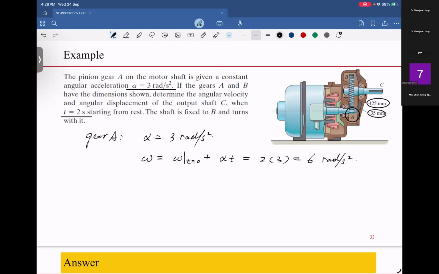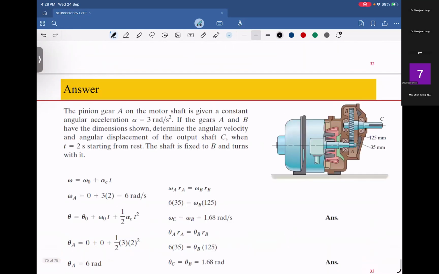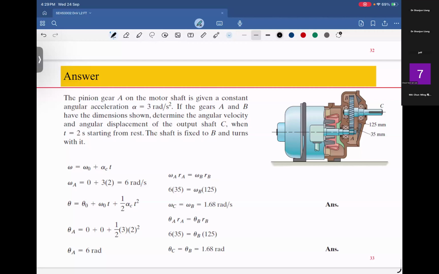So finally, you can get alpha A and omega A. And for alpha C and omega C, you just use the ratio, right? Because it's the ratio between the radii of those gears, right?